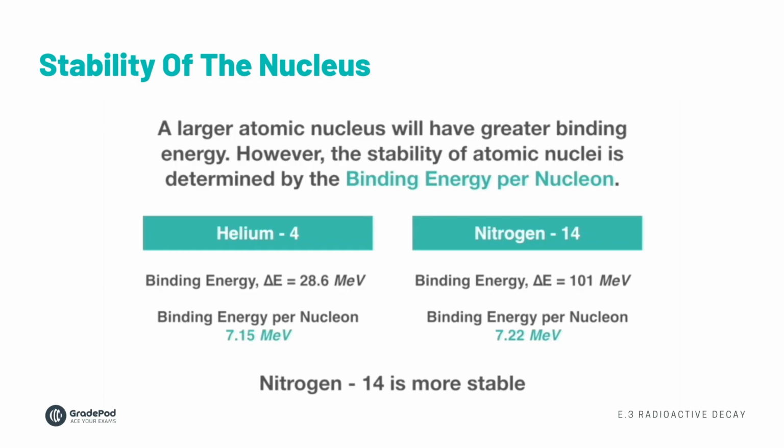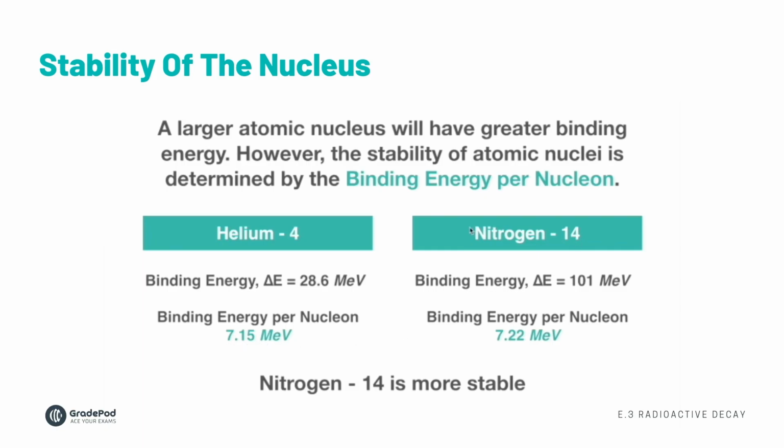But that is not an indication of how stable the object is. The stability of the nucleus, how likely it is to stay as it actually is, is determined by the binding energy per nucleon. So how much energy does each individual nucleon have? Let's look at an example. Helium-4 has 4 nucleons. The binding energy of the total nucleus is 28.6 mega electron volts. So we divide that by 4, and that means that each nucleon has 7.15 mega electron volts.